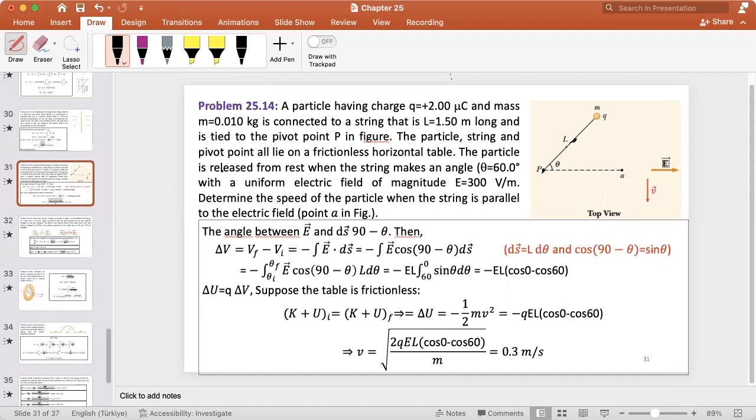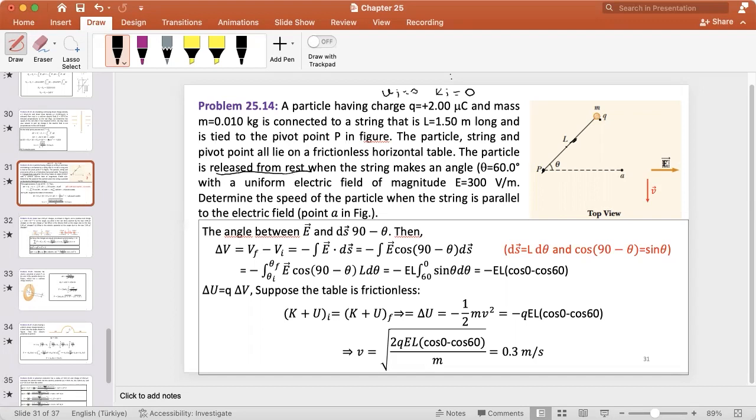The particle is released from rest. It is quite important. So my initial velocity is 0. It means my kinetic energy at initial state is 0. Okay, nice. And the angle is 60 degrees. There is an electrical field. Determine the speed of the particle when the string is parallel to the electrical field.